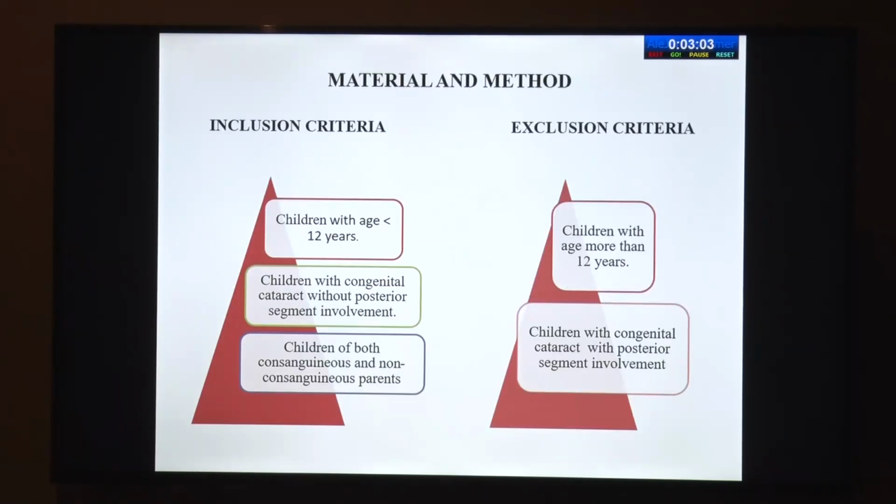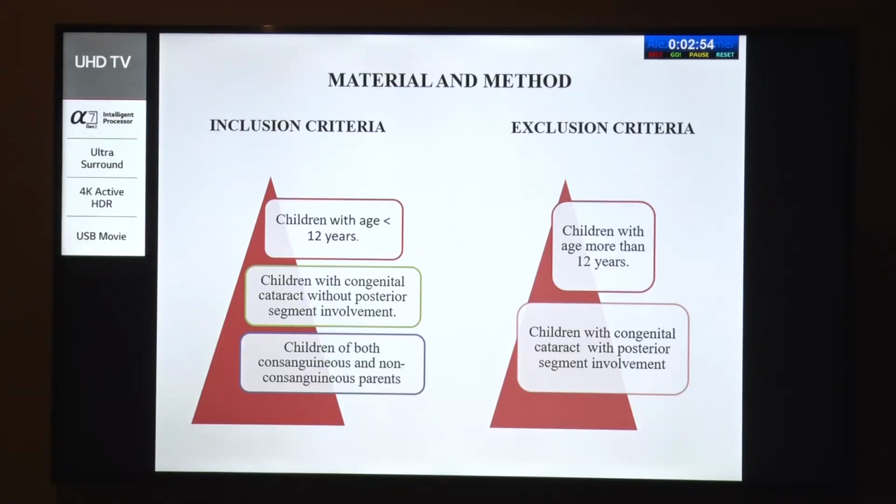In the material and method, the inclusion criteria are children less than 12 years of age, children with congenital cataract without posterior segment involvement, and children of both consanguineous and non-consanguineous parents. The exclusion criteria are children with age more than 12 years and children with congenital cataract with posterior segment involvement.